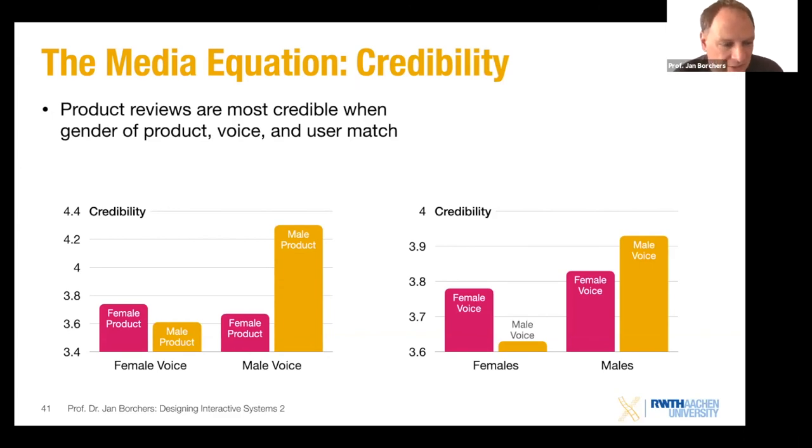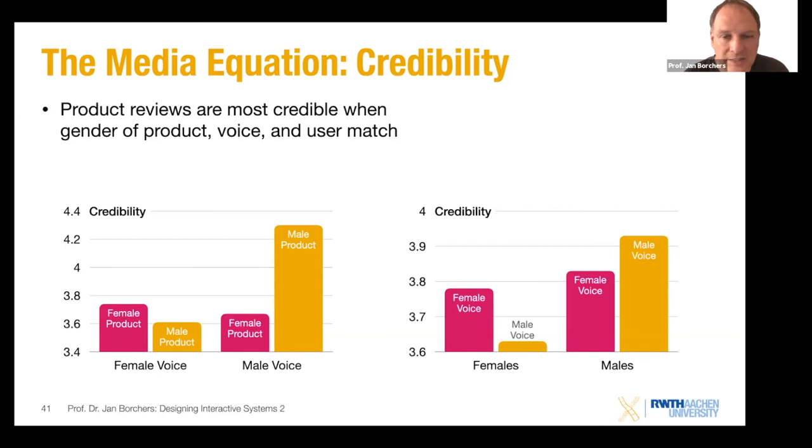So let's look at the right-hand side here. We've got the male voice reading out 2 reviews. One review is about a clearly female product. One is about a clearly male product. And the credibility across all reviewers are mixed here, male and female, right? The credibility of the male voice for the male product is definitely considered much higher than the same voice, the same product being described by the female voice, right? So the male voice describing a male product gets more trust than this female voice describing the same product.